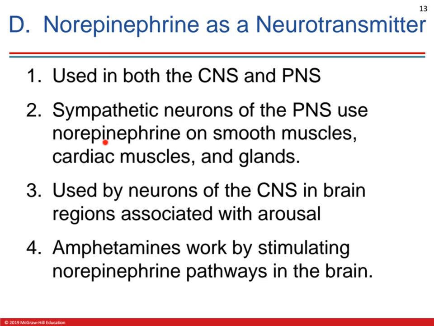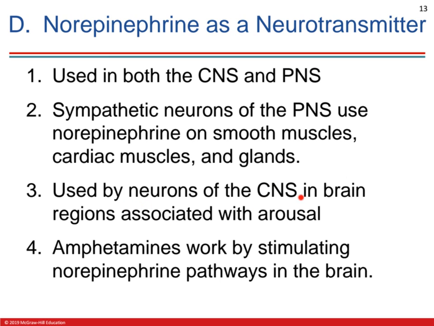So during that time, norepinephrine acting on smooth muscles will tend to essentially reduce the activity of smooth muscles. It will increase the activity of cardiac muscles. So for example, with the heart, it will act on pacemaker cells in the sinoatrial node, which is in the right atrium, and that will increase the heart rate. Sympathetic neurons can also act on glands within the body.